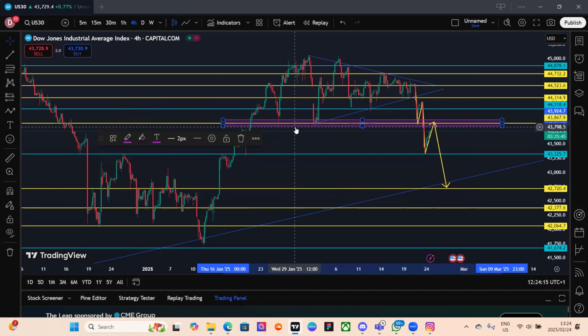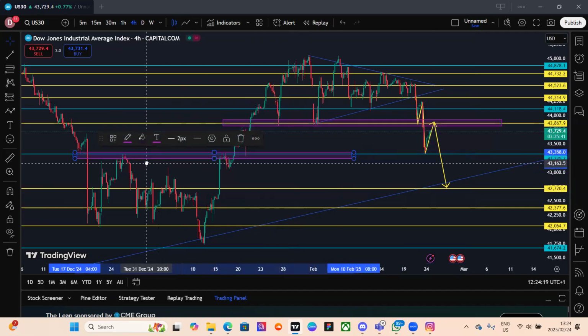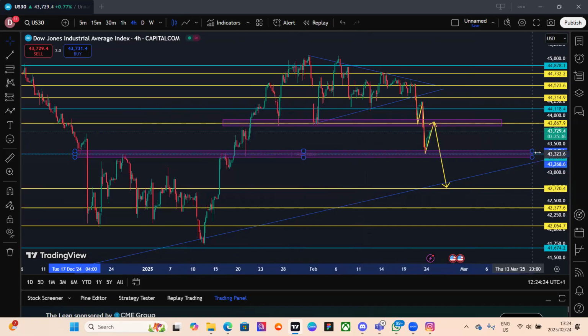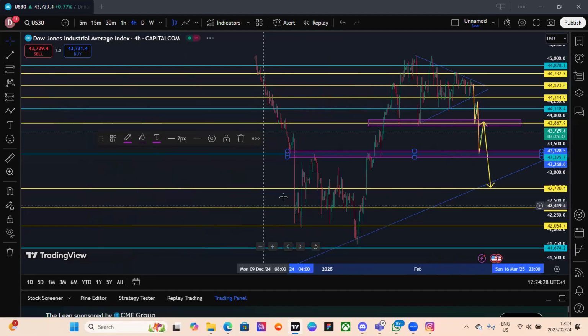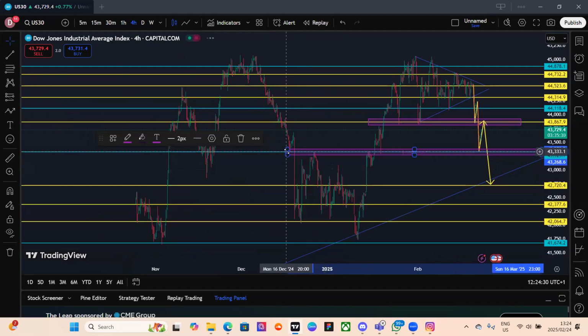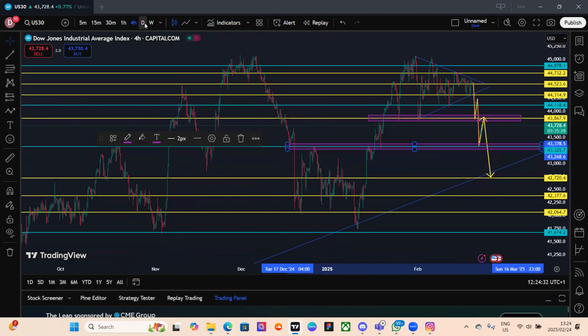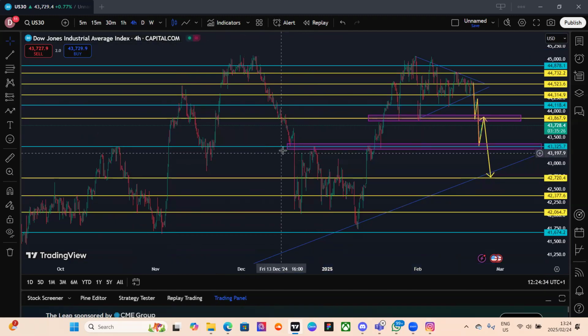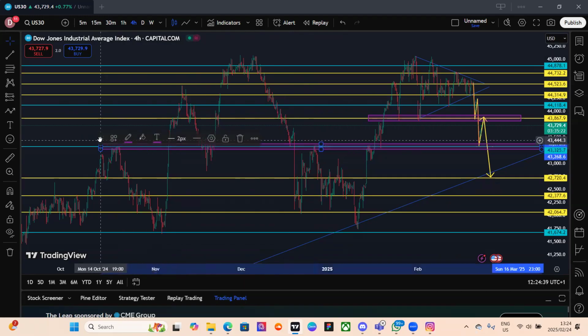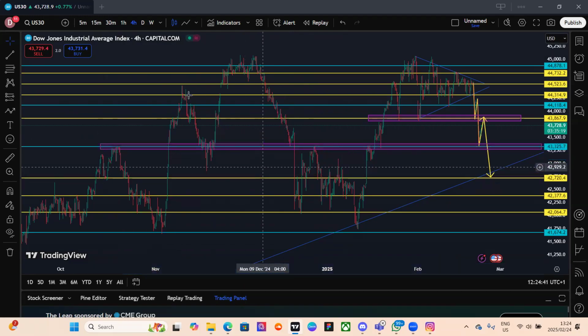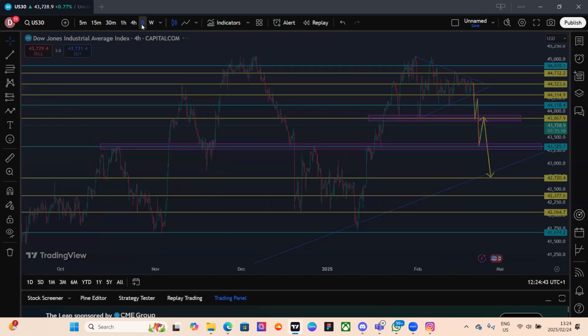I am seeing that around this area is also a very crucial zone because I am going to map it out quickly. Just zoom out on daily.